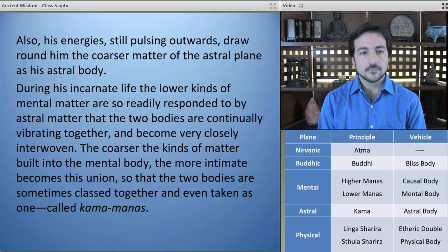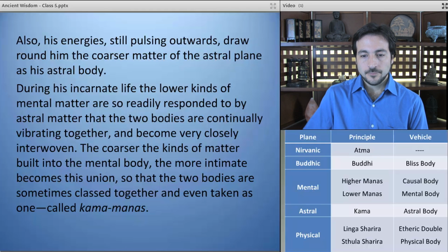Also, his energies still pulsing outwards draw around him the coarser matter of the astral plane in his astral body. During his incarnate life, the lower kinds of mental matter are so readily responded to by astral matter that the two bodies are continually vibrating together and become very closely interwoven. The coarser the kinds of matter built into the mental body, the more intimate becomes the union, so that the two bodies are sometimes classed together and even taken as one, called kama manas.